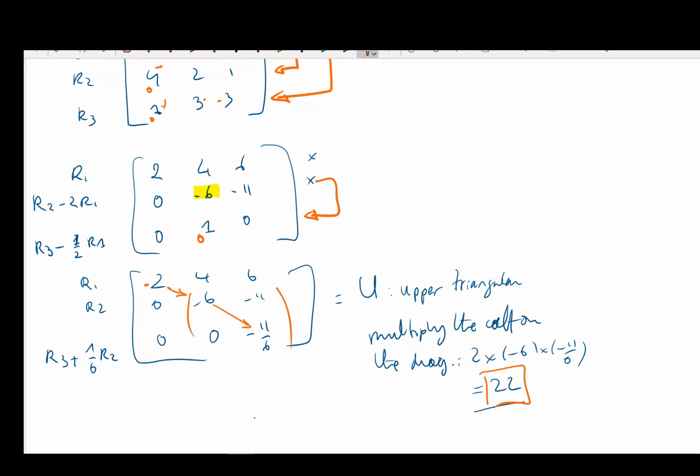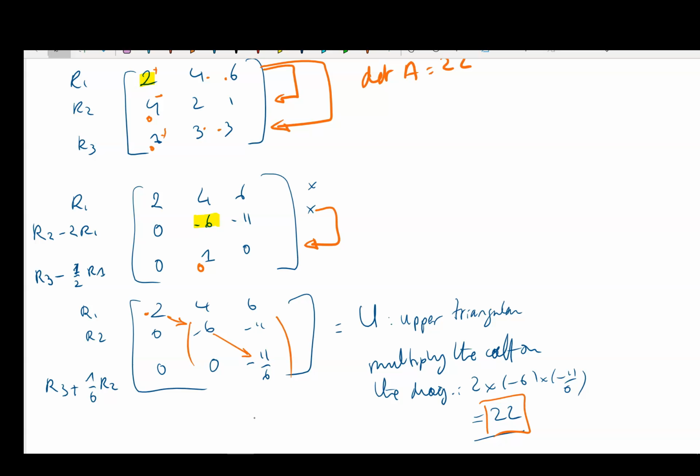But this is going to be true only if you performed the elimination the same way I did it, meaning keeping the row where you're doing the elimination with a 1 coefficient, okay? Like here, 1 times row 3 plus 1 over 6 row 2. Otherwise, you would have different coefficients and it wouldn't work, okay?